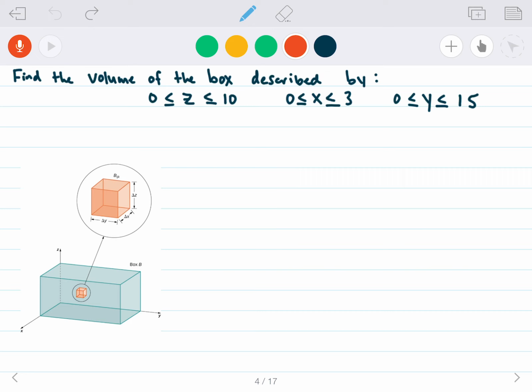So here are the dimensions of our box. So we're being told that the box has a height of 10, right? It says z ranges from 0 to 10. So here's 0, here's 10, right? That's the height of the box. X is going to range from 0 to 3. So this is 3 right here. So that's our dimension 3. And maybe I'll actually color that in. That's our dimension of 10. And then Y is going to range from 0 to 15.